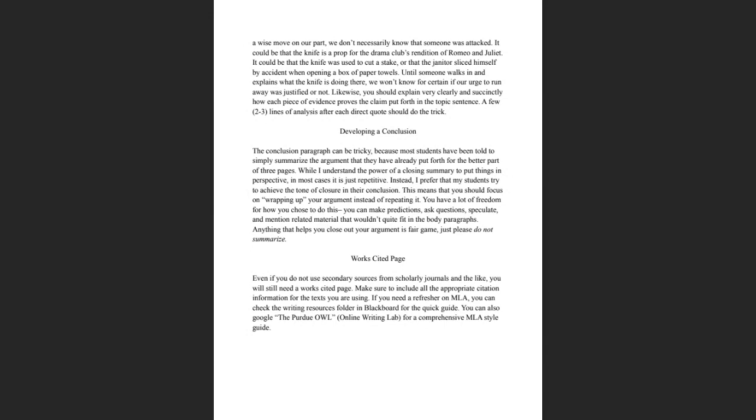And then lastly, you do need a works cited page. Even if you don't use secondary sources from scholarly journals and the like, you still need to cite the main work, the primary source that you're using. So you'll need a works cited page. Make sure to include all the appropriate citation information for the text you're using. If you need a refresher on MLA, you can check the Writing Resources folder in Blackboard for the quick guide.